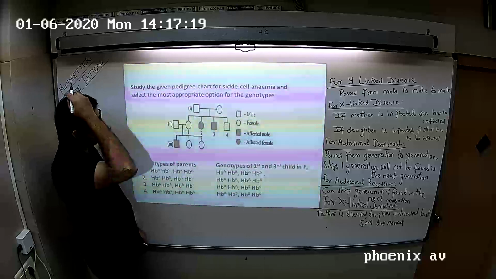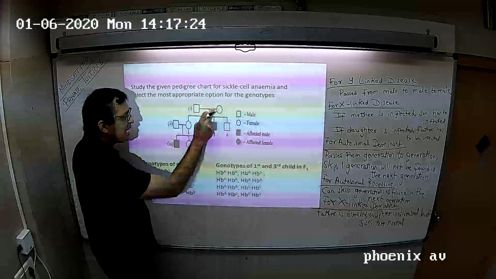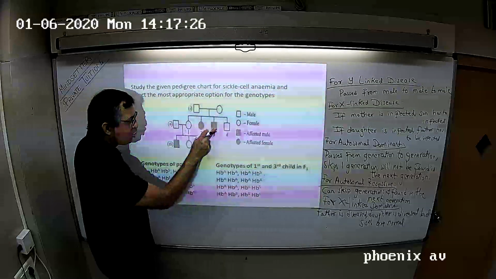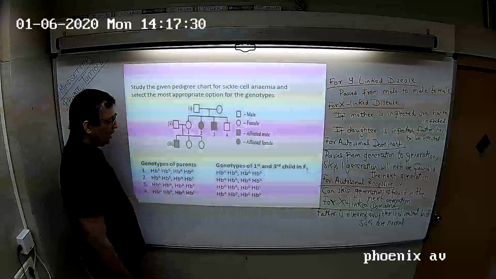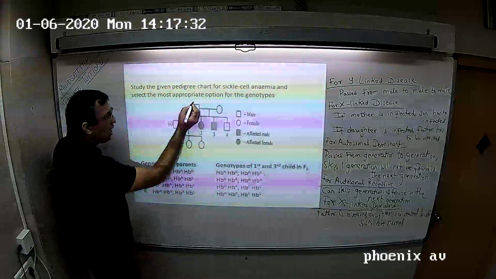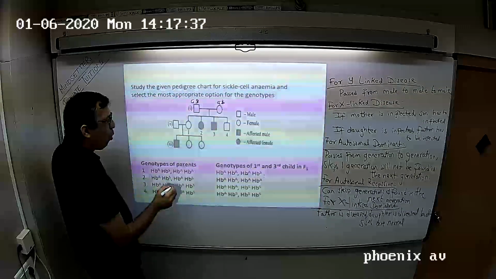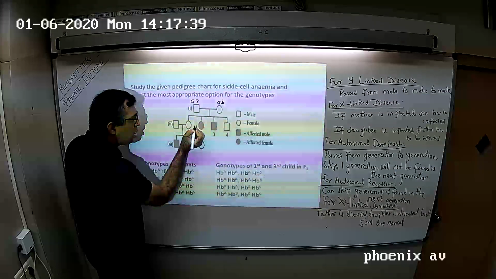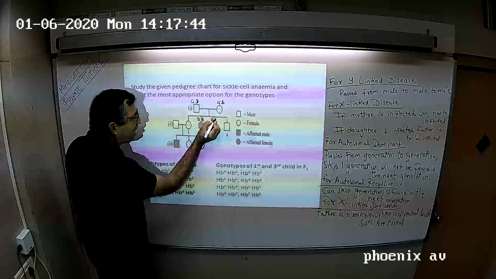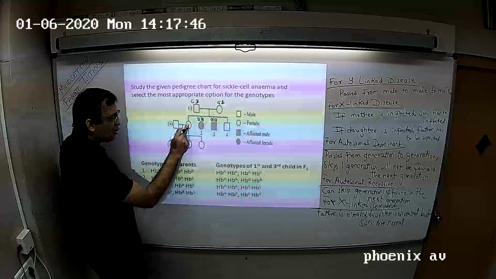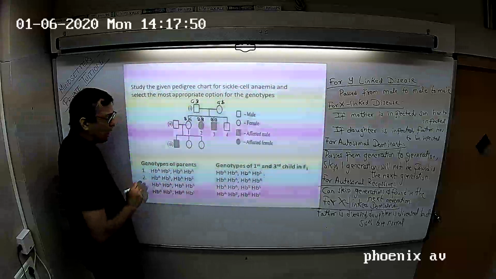So here they have asked you, what are the genotypes of the parents? Both parents are not affected, but their children are affected. Means they are carriers. So there is good gene, bad gene, good gene, bad gene. What has this child got? Bad gene, bad gene. What has this child got? Bad gene and good gene.